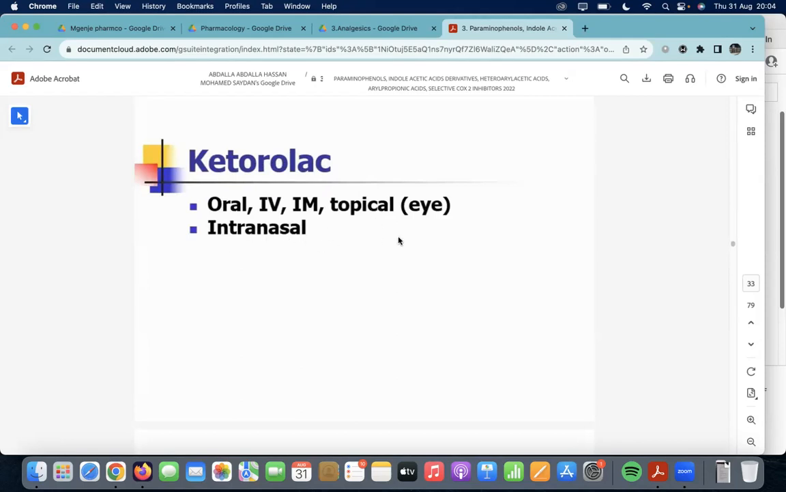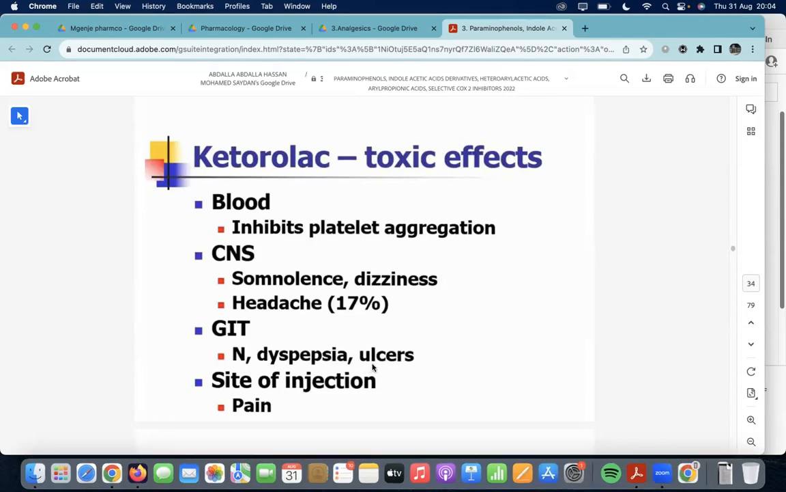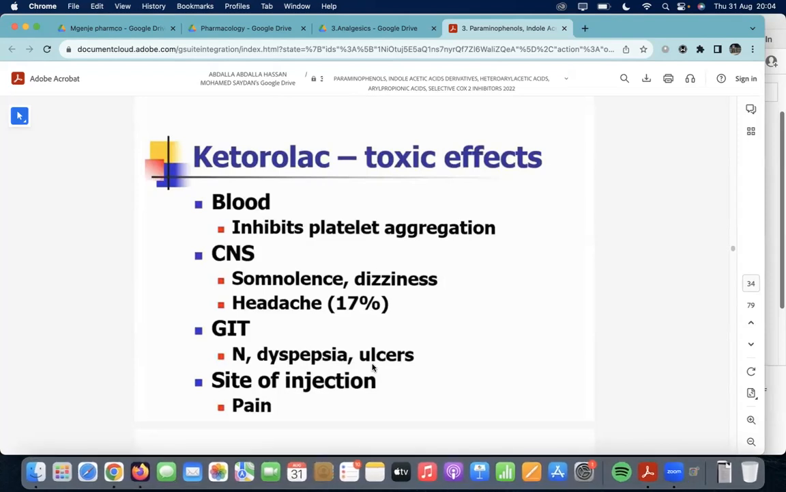Toxic effects: in the blood, it inhibits platelet aggregation. In the CNS, it causes somnolence, which is sleepiness, dizziness, and headache in 17% of cases. In the GIT, nausea, dyspepsia, which I think is indigestion, and ulcers. At the site of injection, it causes pain.